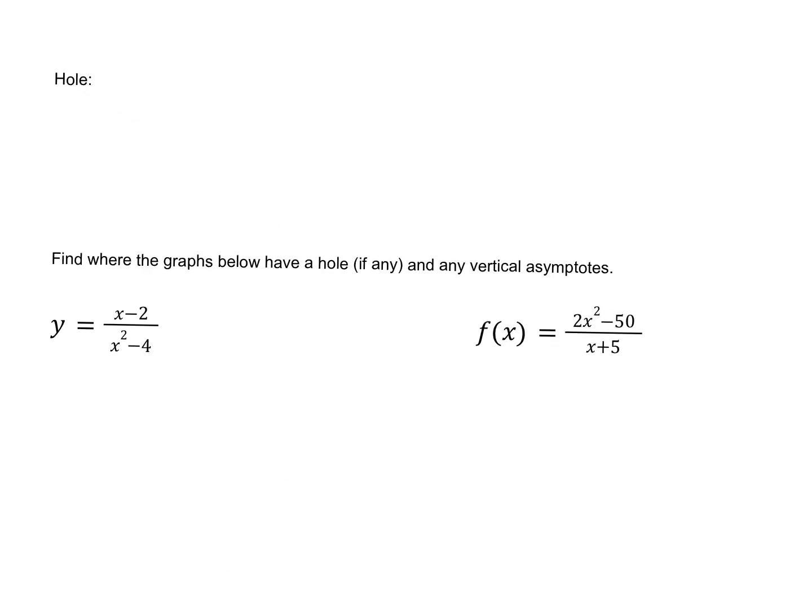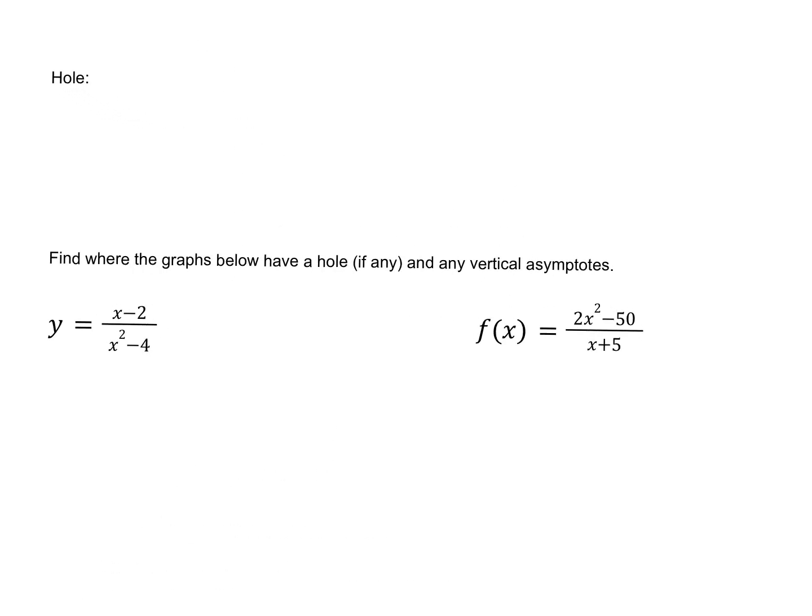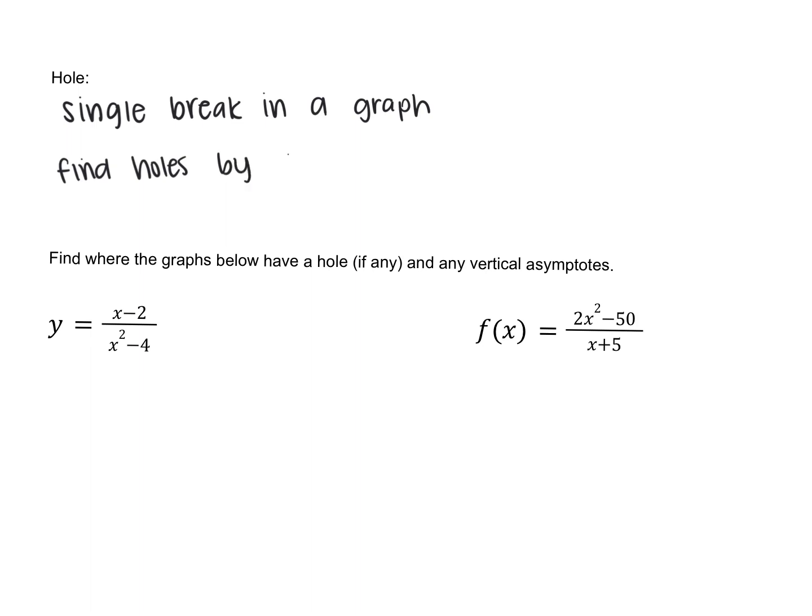The next feature we have is something called a hole. And a hole is a single break in a graph. And the way we find a hole, so we find holes by finding any factors that cancel.